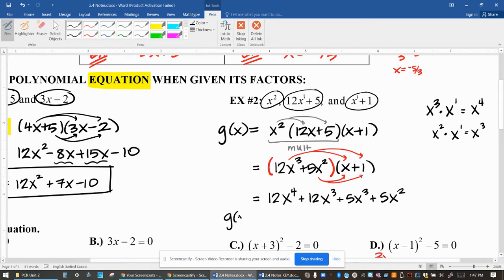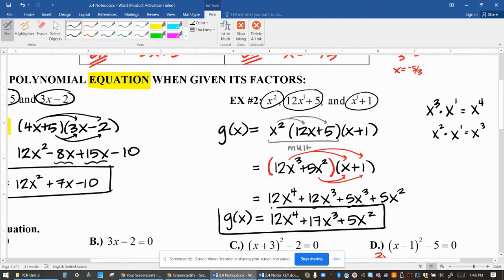Don't forget that in your final answer, you need to have the name of the function, the equal sign, and then you have to combine like terms when possible. So if you have like terms, you need to add or subtract them. Just pay attention to the signs before you give me your final answer.